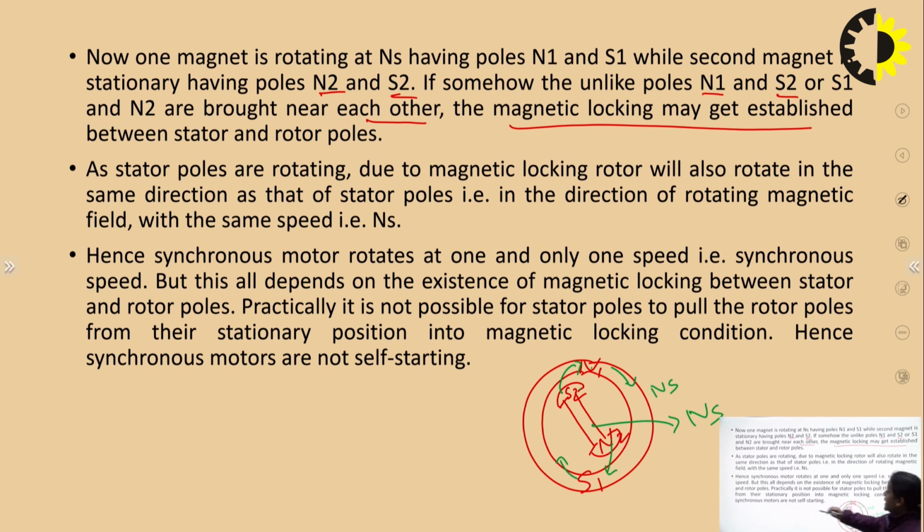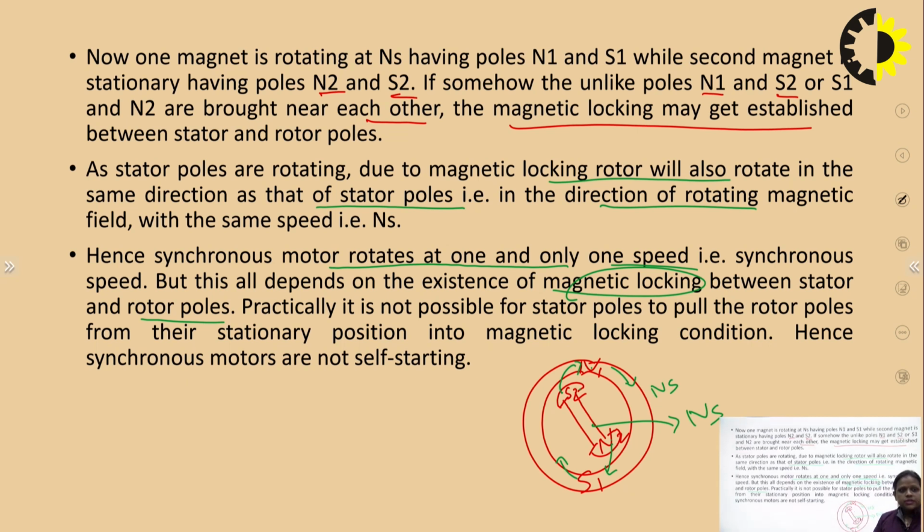Now, as the stator poles are rotating, due to magnetic locking the rotor will also rotate in the same direction as the stator pole, that is, in the direction of the rotating magnetic field, with the same speed, that is Ns, the synchronous speed. Hence, a synchronous motor rotates at one and only one speed, and that is called the synchronous speed. But this all depends on the existence of magnetic locking between the stator and the rotor poles.